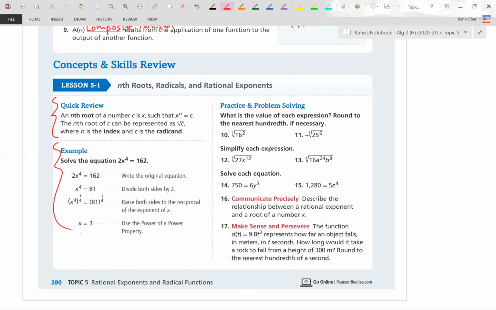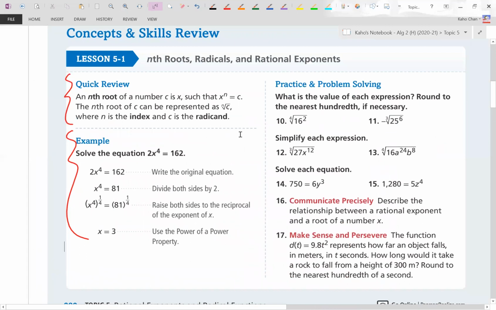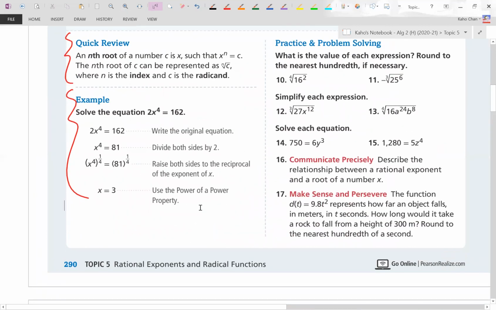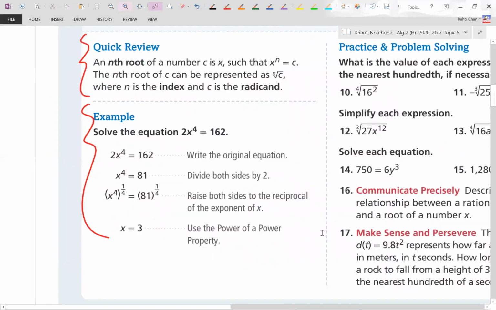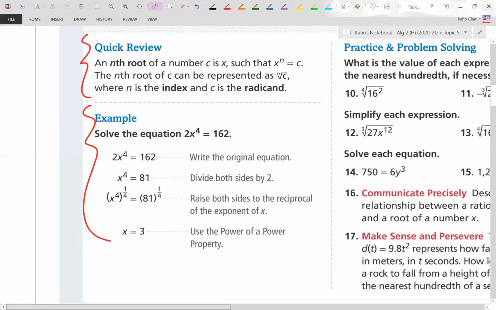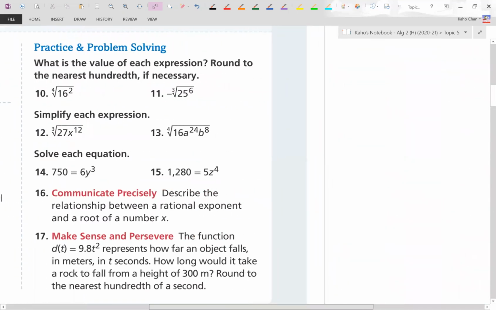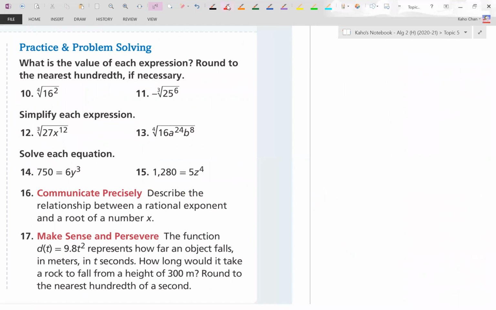What is the value of each expression? Let me zoom in a little bit. We might have to use some space to the right, of course, in a moment. Let's do this. Yes, much better. All right, number 10. What is the value of each expression? Round to the nearest hundredth if necessary. We're looking for the fourth root of 16 squared.